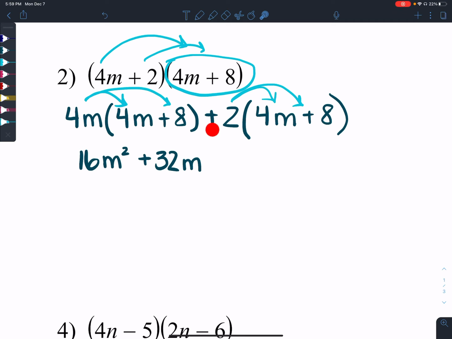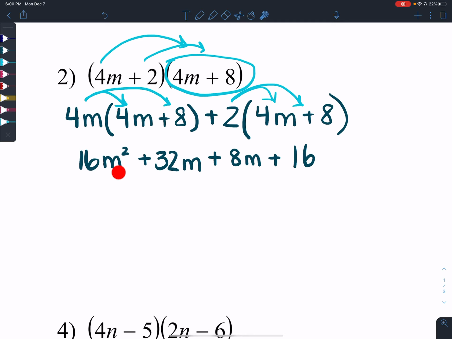Okay, now we have plus 2 times 4m. This product is going to be positive. 2 times 4, we get 8. That m gets carried down. And our last step, 2 times 8, we get positive 16. Now our multiplying is done.